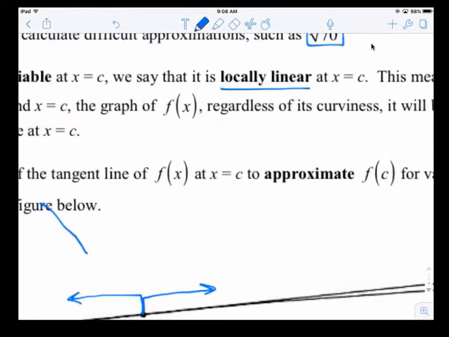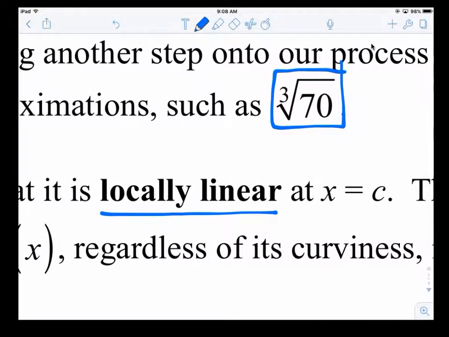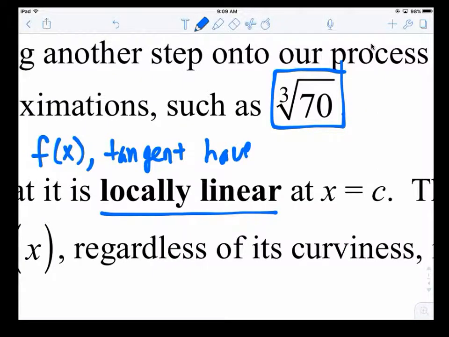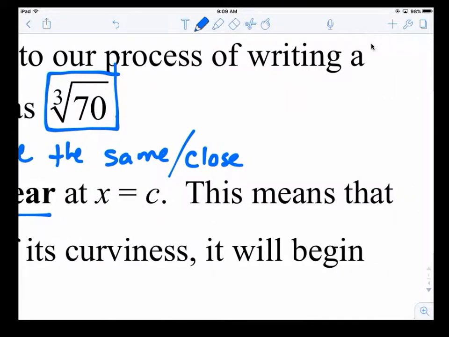All right, so that's what it means to be locally linear, that f of x and the tangent line have the same or very close values to one another.